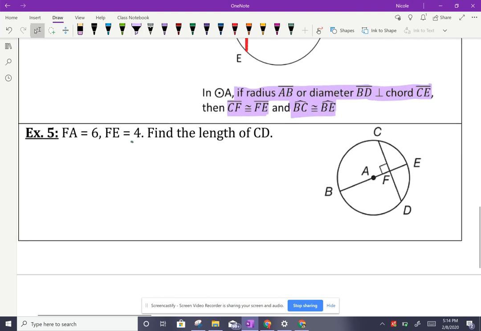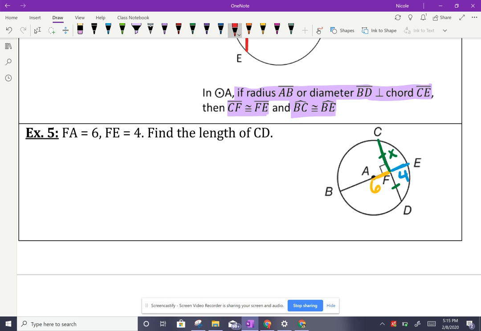Now, we have example 5 here. It gives me a lot of information, so you're going to take some time to either sketch this out, color code it however you'd like. It is kind of a small picture, so you're just going to use your imagination. So it gives us FA, so from F to A is 6. From F to E is 4. My goal is to find CD. CD is this full side, but I know that these two are congruent since it's at a right angle. So I'm just going to find CF first.